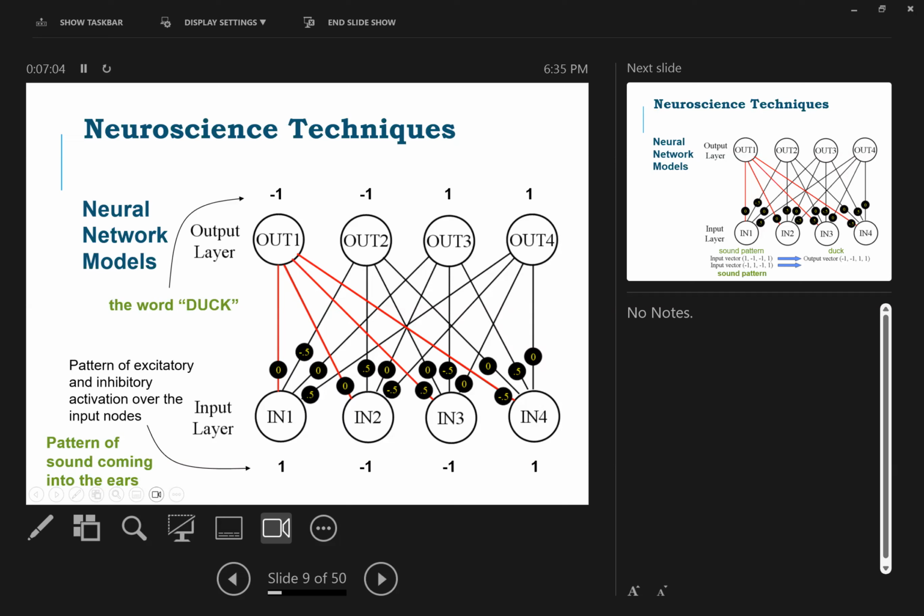How about input 2? Well, input 2 is excitatory to output 2, but itself is being inhibited. So it cannot excite this; instead, it brings that down. So it becomes negative 1.5 times 0.5, which is negative 0.5. You add two negative 0.5s and they become negative 1.